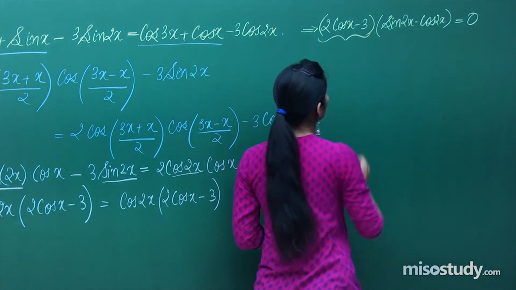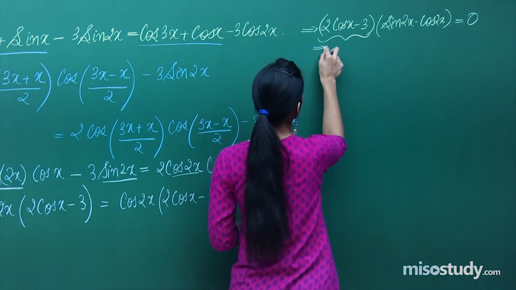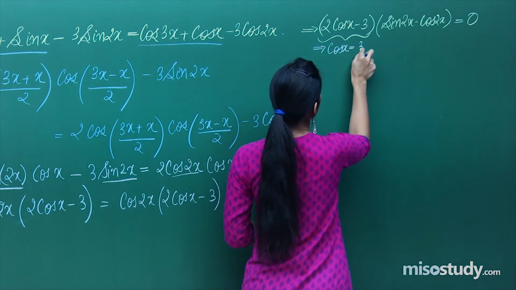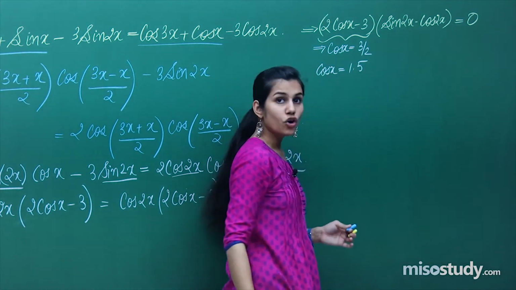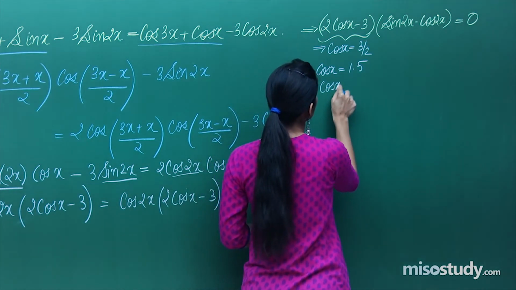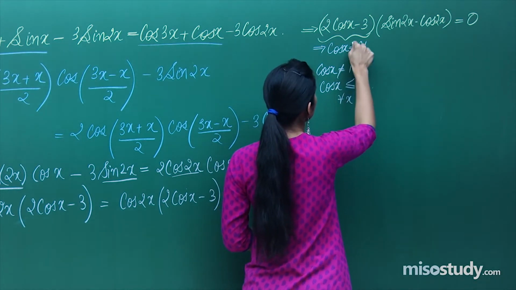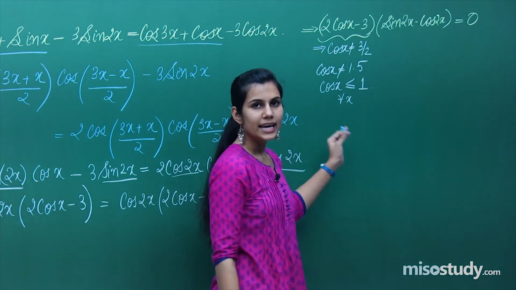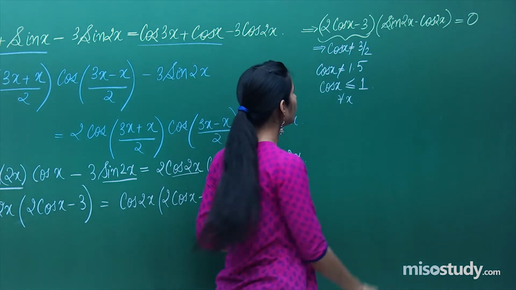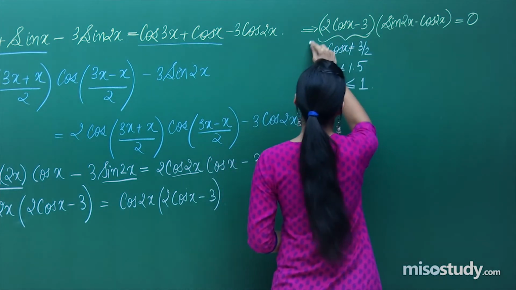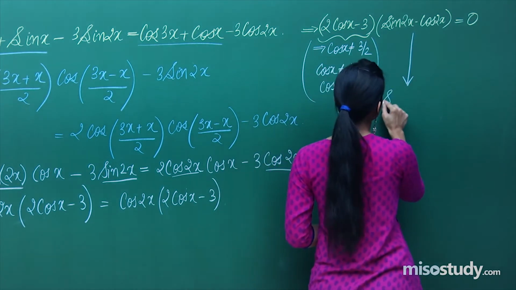Can this be 0? 2 cos x minus 3 is 0, that means cos x is 3 by 2. That means cos x is 1.5. But cos x, cosine function, is less than equal to 1 for every x. Therefore, it can never be equal to 3 by 2. It can never be equal to 1.5. That means 2 cos x minus 3 can never be equal to 0. If this is non-zero but the product is 0, this means this factor has to be 0. Only then the product will be 0.